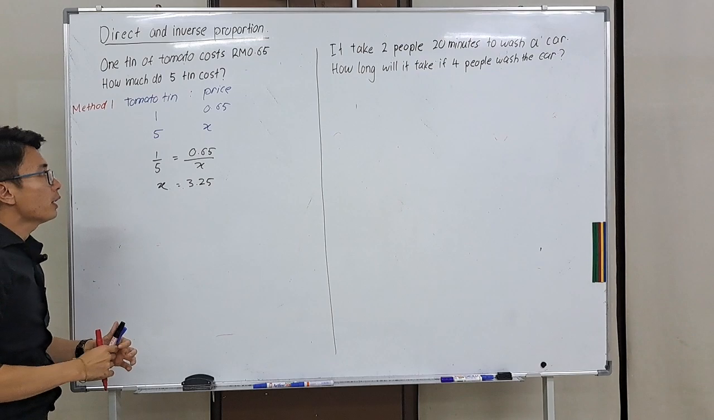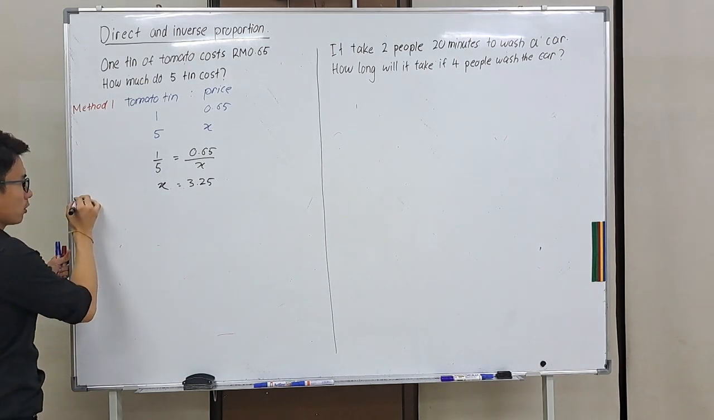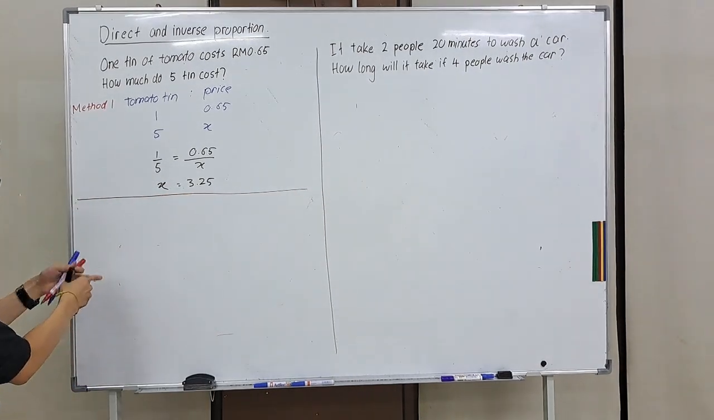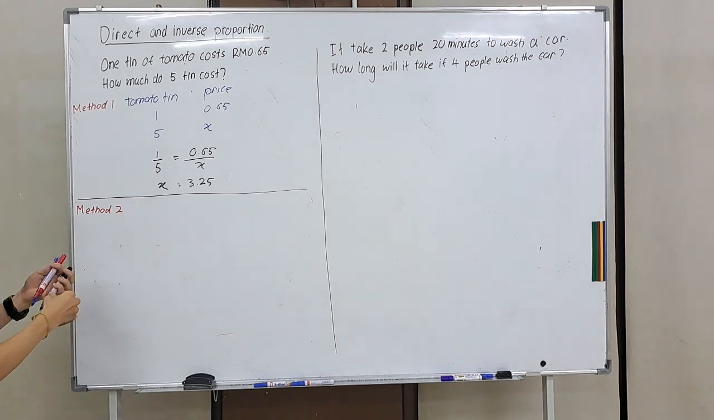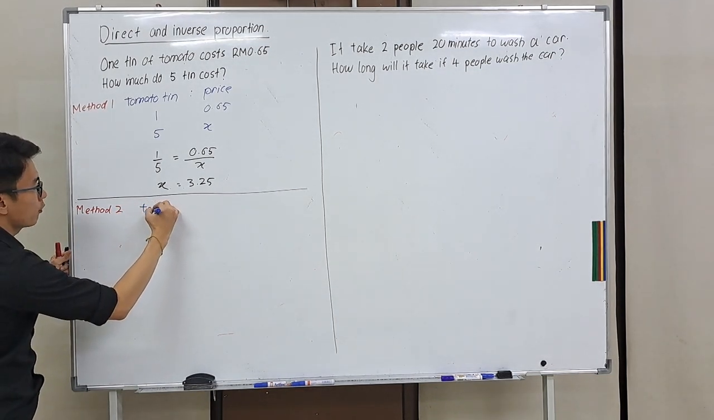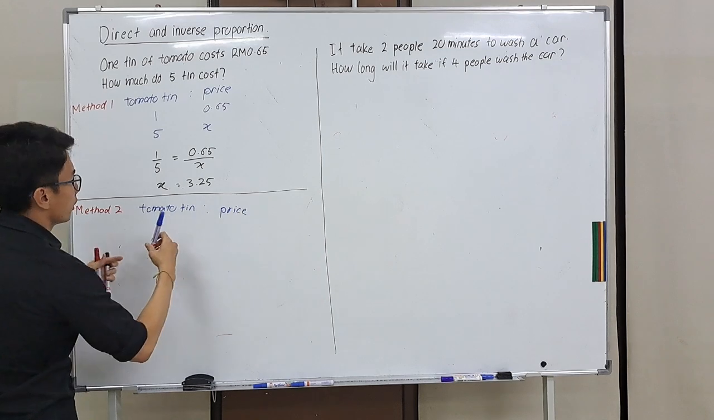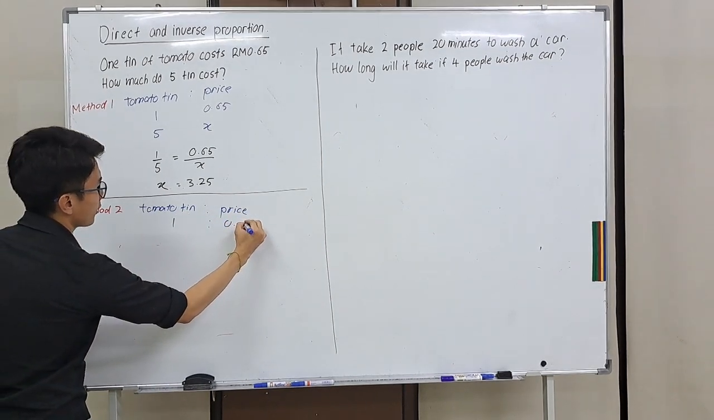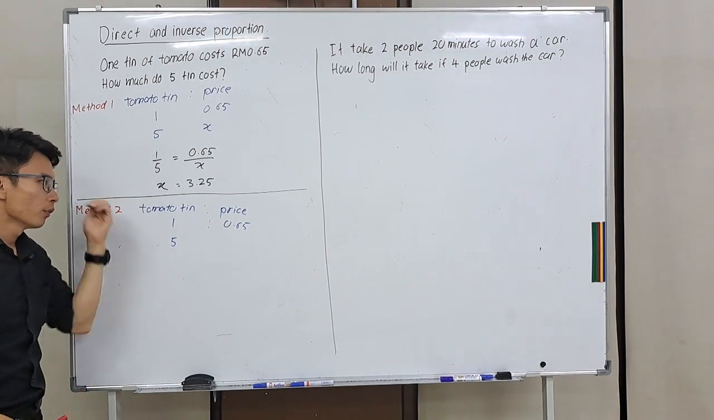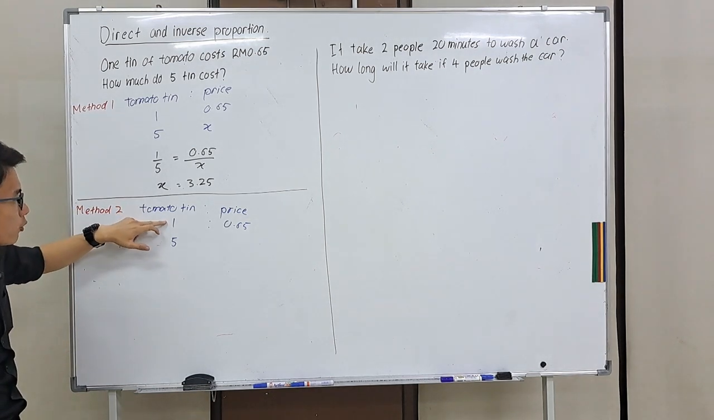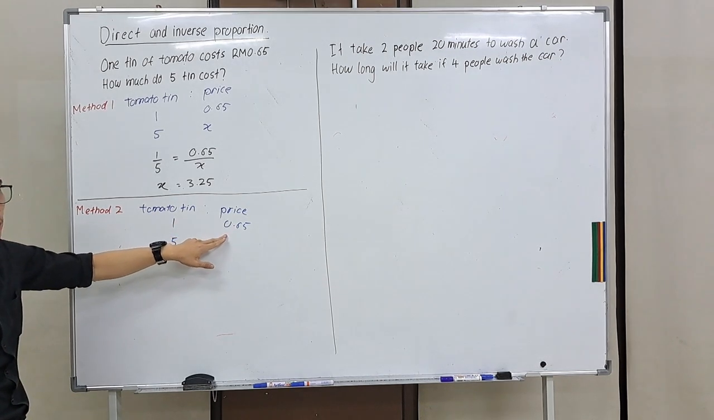Now there's also another way that we can do this, and in fact it will be even quicker. All right, but just let me show you. So over here, I will write, this is method 2. Okay, so I will fill in the same information first, my tomato tins and my price, and I have 1 and 0.65 here, and I have 5 here. Okay, now let's take a look at this understanding first. All right, now I have 1 tomato tin and it costs me 65 cents.